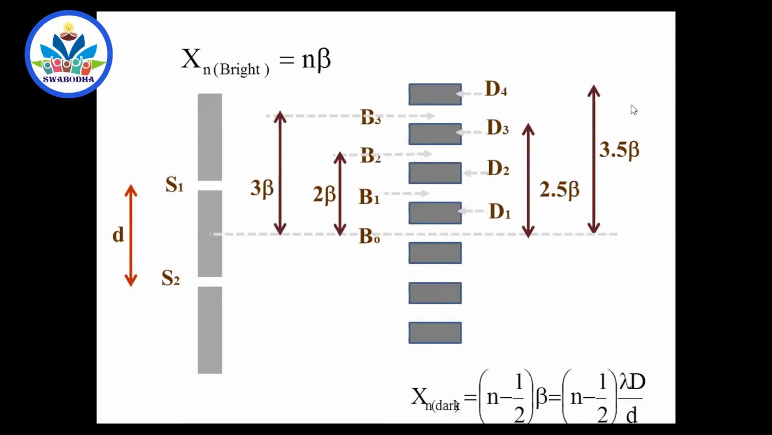For the third dark fringe, 2.5 beta, because half plus 1 plus 2. Because the first dark fringe is at half beta, then 1 beta, 2 beta, and so on. So the fourth dark fringe is at 3.5 beta. Whichever be the number of the dark fringe, its distance is half less. That means (n minus half) beta. That's what you have to remember. For the nth bright fringe, n beta. For the nth dark fringe, (n minus half) beta. Okay, we will move on.